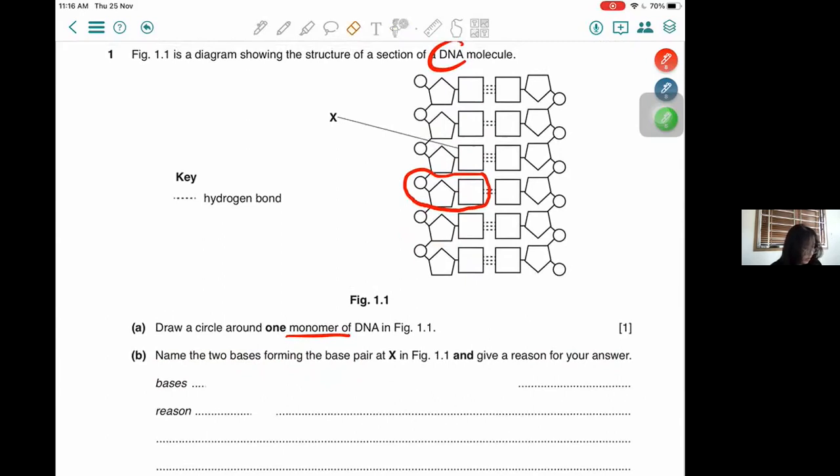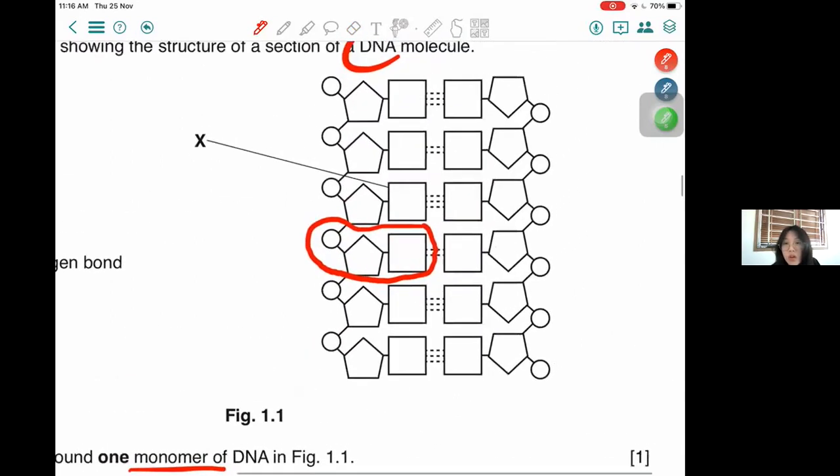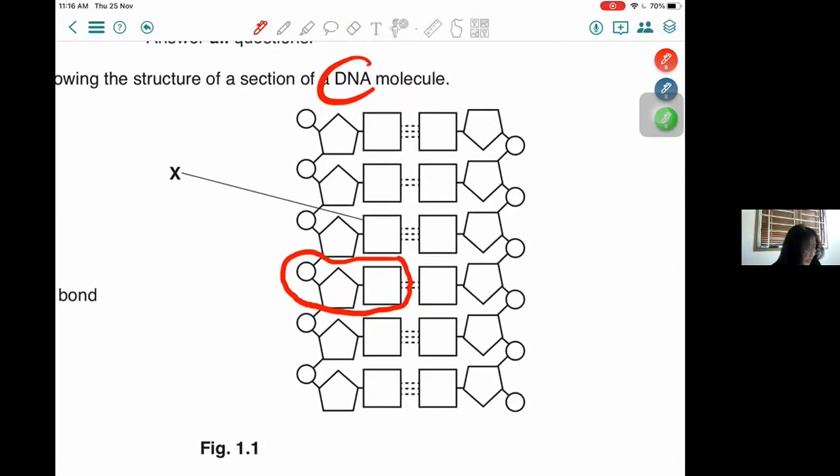So the mark scheme is here. The bases are either cytosine and guanine, because you can see from here that for X, right, there are 3 hydrogen bonds in X, and there are 2 hydrogen bonds here, which indicates that this is adenine and thymine, and the 3 hydrogen bonds are guanine and cytosine.